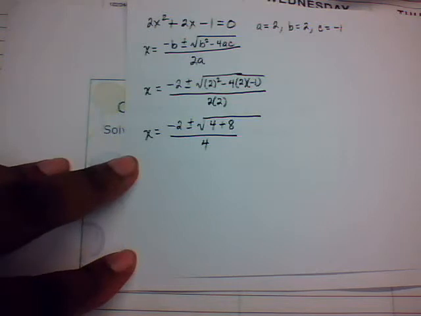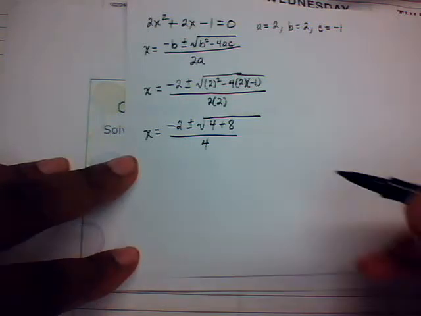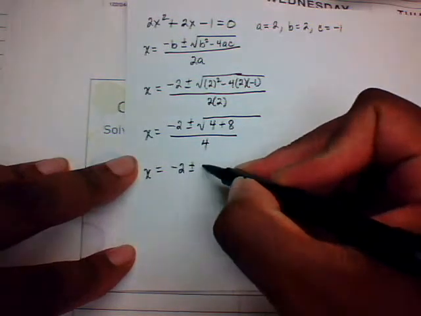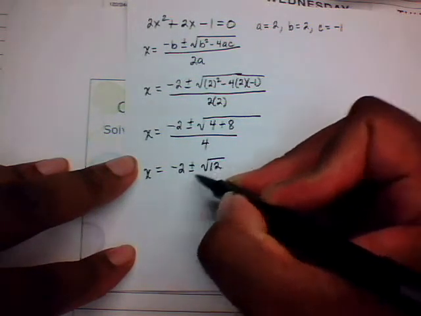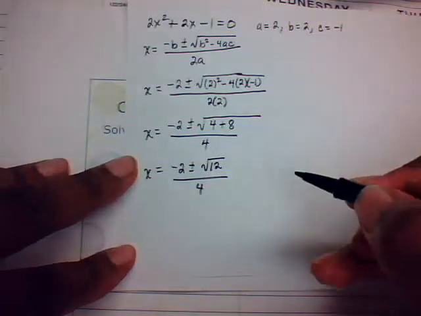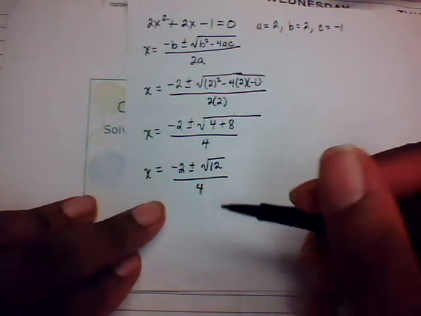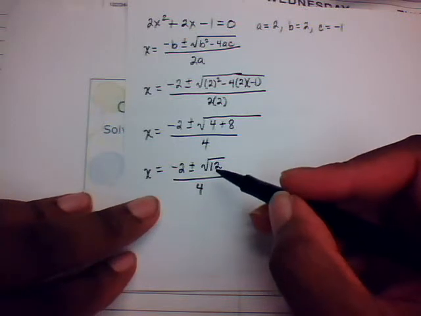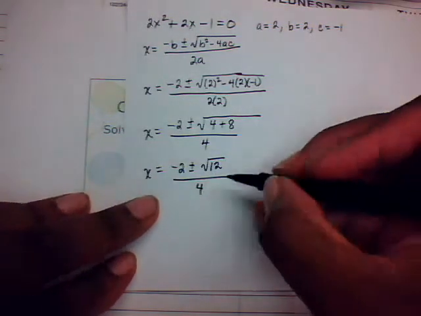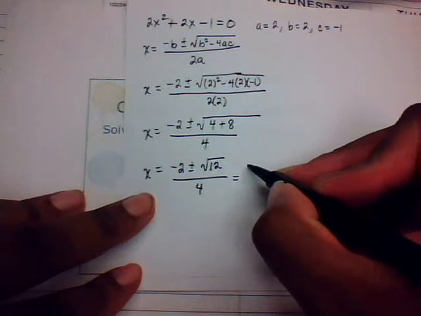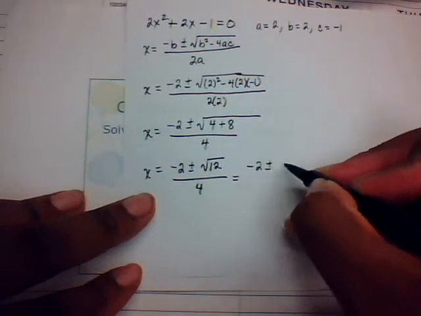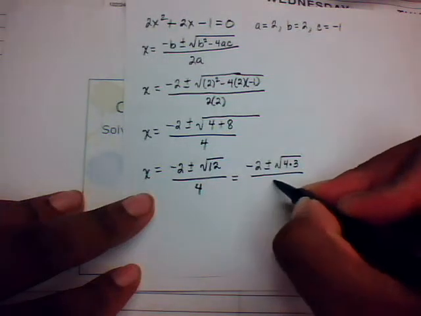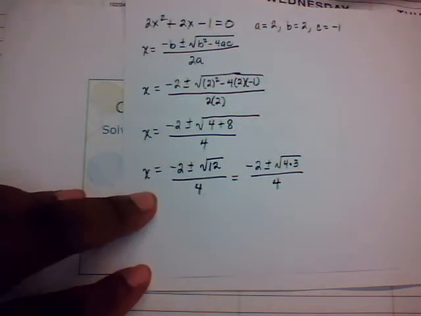And underneath the radical, 4 plus 8 will be 12. So here we're going to have x is equal to negative 2 plus or minus the square root of 12 all over 4. Now notice that 12 does have a perfect square in it, and that's a 4. So 12 can be rewritten as 4 times 3. So we're going to have negative 2 plus or minus the square root of 4 times 3 divided by 4.